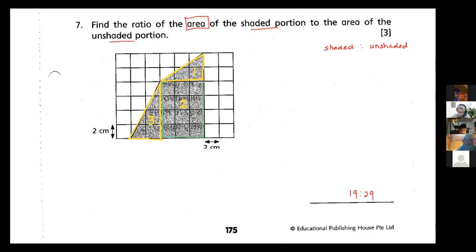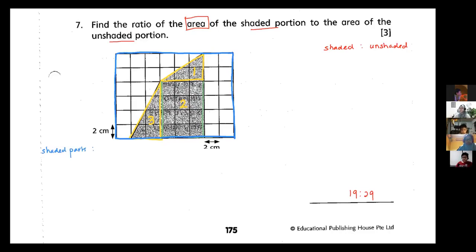If you look at the whole figure, it is a rectangle, right? The whole figure is just a rectangle, easy. So we can find the area of that whole rectangle easily. You can see, I divide them accordingly. So what are we going to do first? Let's focus on finding the shaded part first.